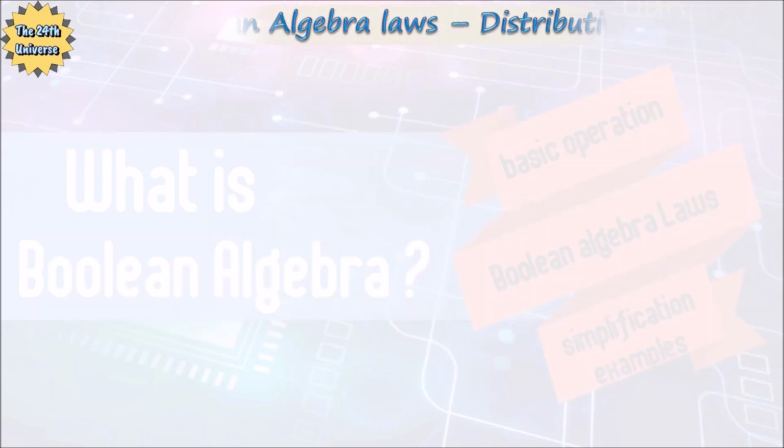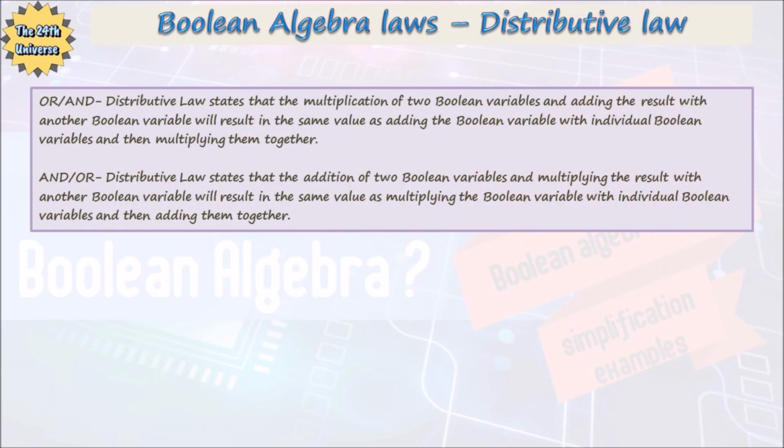Next is the distributive law. Distributive law for OR AND states that the multiplication of the two Boolean variables and adding the result with another Boolean variable will result in the same value as adding the Boolean variable with the individual Boolean variables and then multiplying them together.